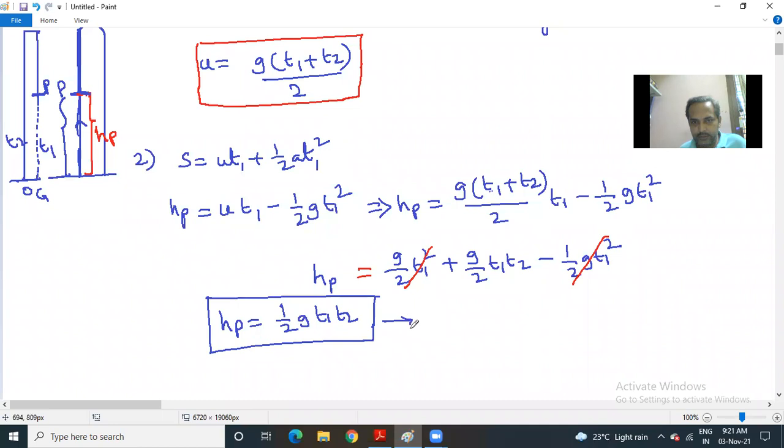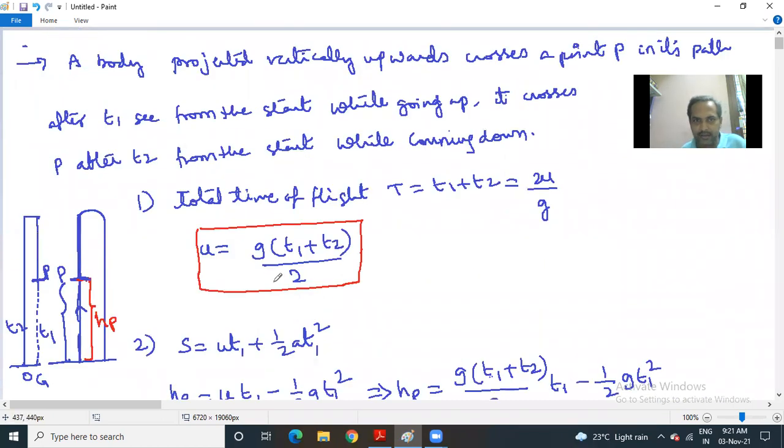So this is the height of point P from the ground, whereas this is the initial velocity given.